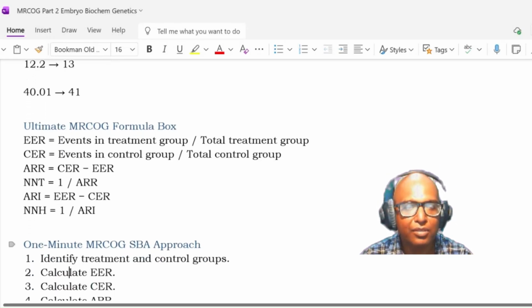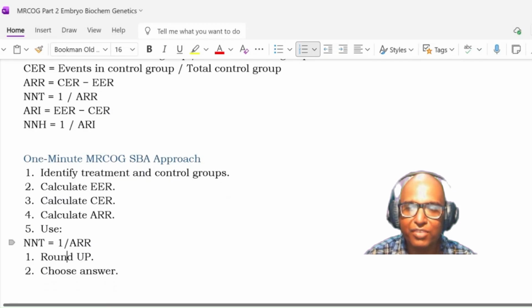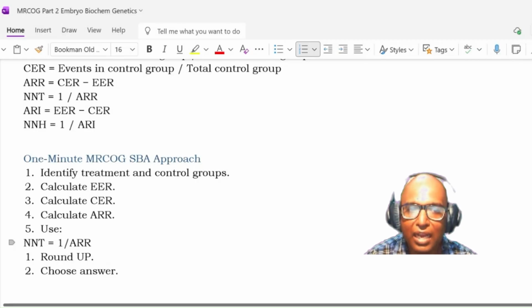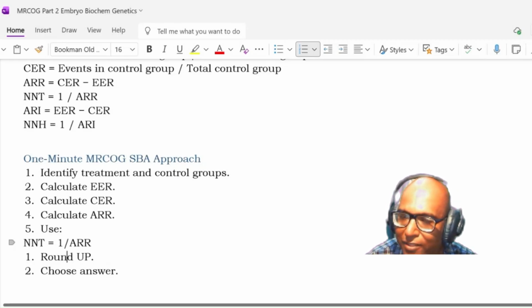Okay. So there are few important steps which you have to remember about NNT. First, identify the treatment group and identify the control group. Then calculate EER. Then you will calculate CER. Then calculate ARR. Okay. Then we will use the formula NNT equal to 1 upon ARR. After that, we'll do the rounding up and then you will select the answer from the options which are given to you. Okay. So that finishes today's topic of number needed to treat.